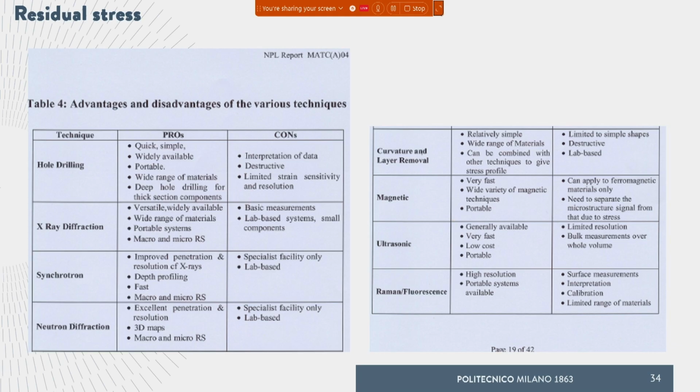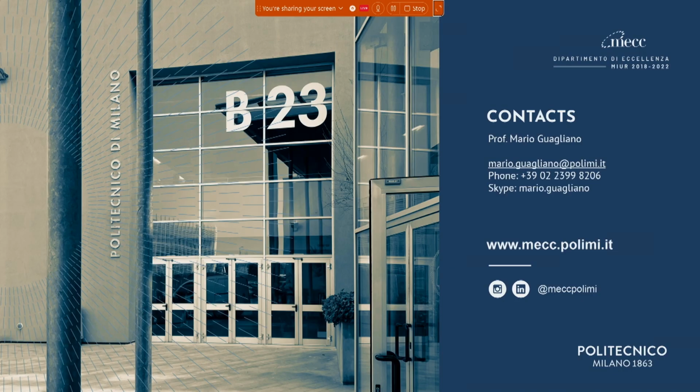And let's go to the magnetic method. It's very fast and portable, but the microstructure signal needs to be separated from the signal due to the stress. This is the problem. If you do not have an accurate calibration with an accurate reference sample, quantitative determination of the residual stress is not possible. And I think that this is the last one.